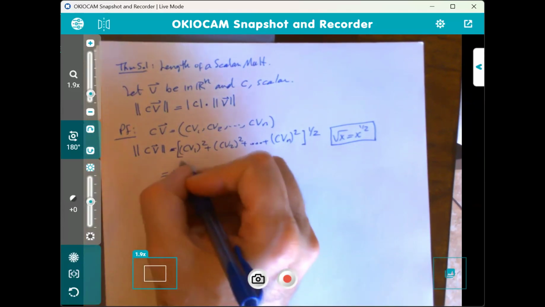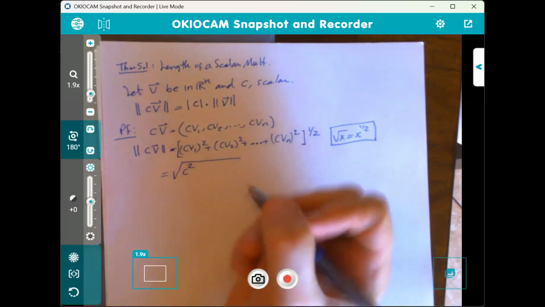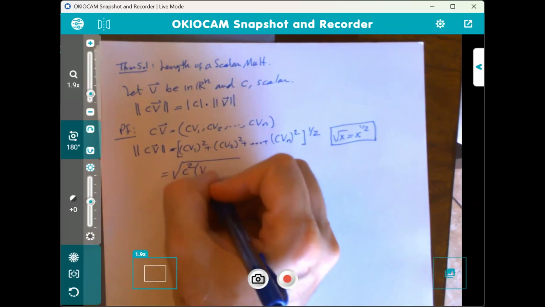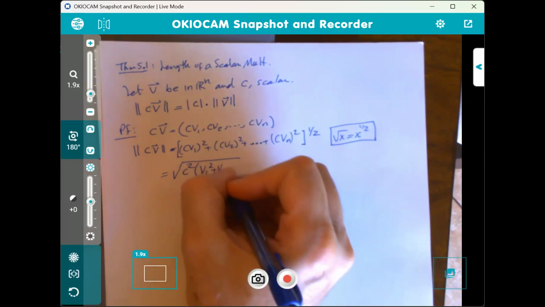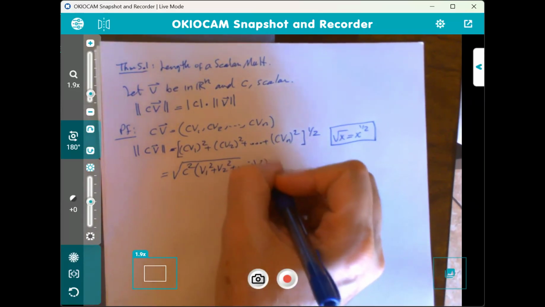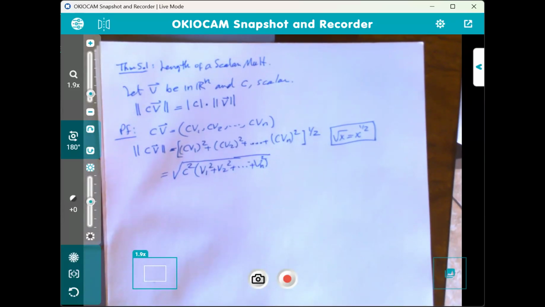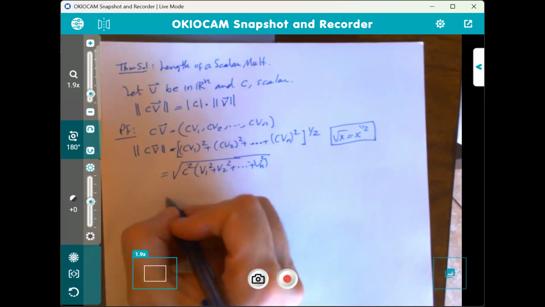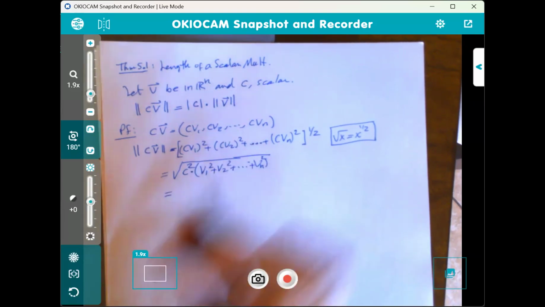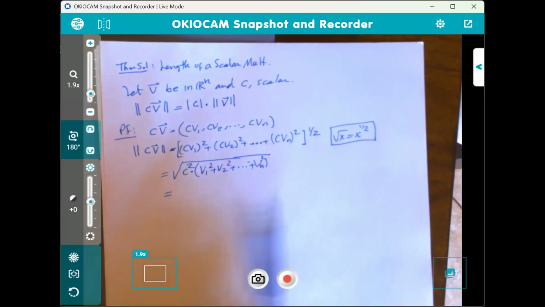So now let me go back to the square root here. It's going to be c squared as a factor, and then you get v1 squared plus v2 squared plus dot, dot, dot, plus vn squared. Now, because we have a product, a factor multiplied by another factor, we can take the square root of each of these factors.